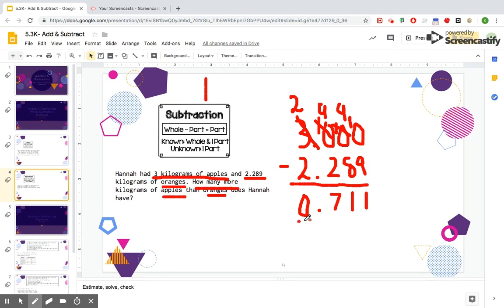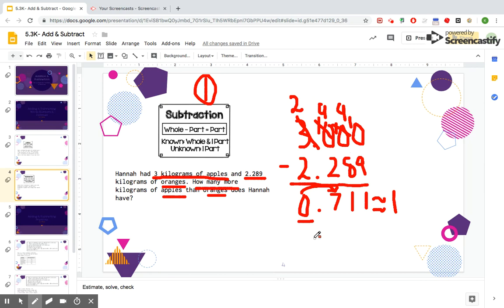Now, if I were to round this number to the nearest whole number, I would look over, I have a 7. 7 would round up, so I would say that that is about 1. That was the original estimate that I got. So I could say that my answer of 711 thousandths is pretty reasonable.